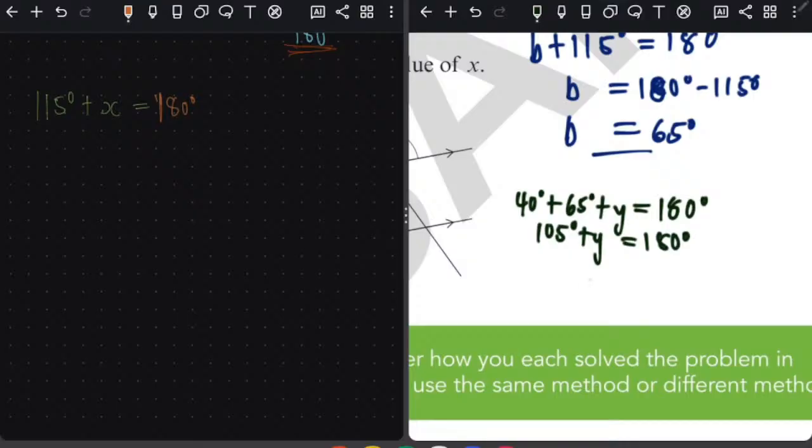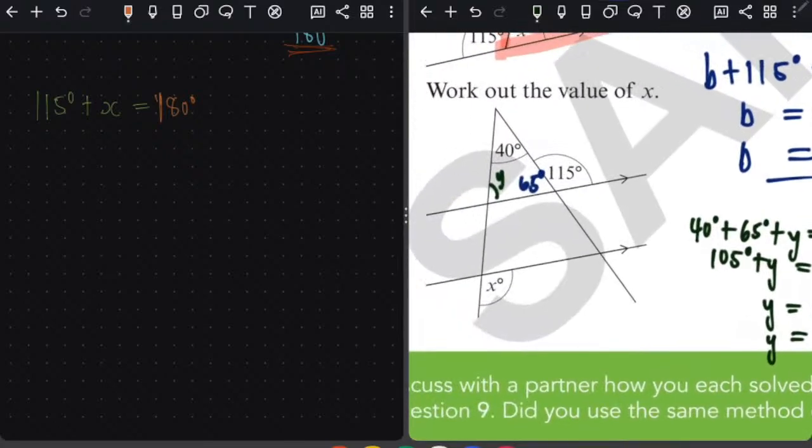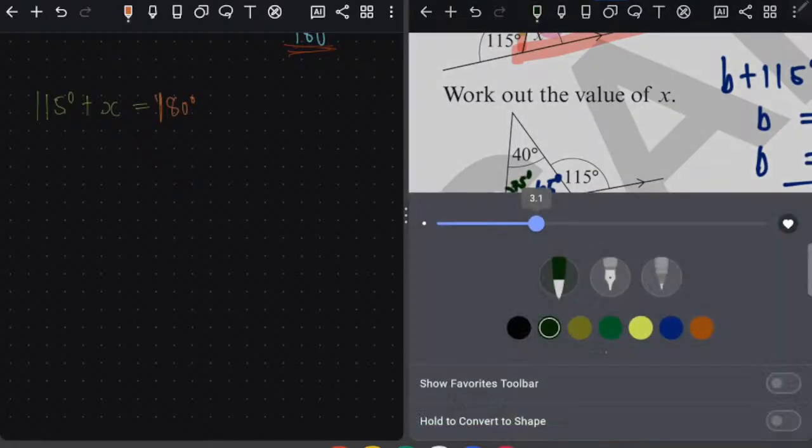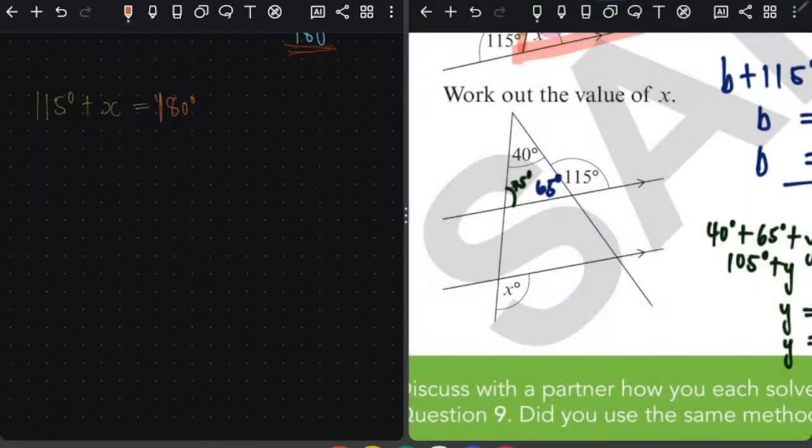You take 105 to the other side to subtract. It'll be 180 degrees minus 105. Well done. What is the answer here? 75. Good job. So now you know this one. Just put step by step. Don't try to get the answer. It will be hard. You won't get it.